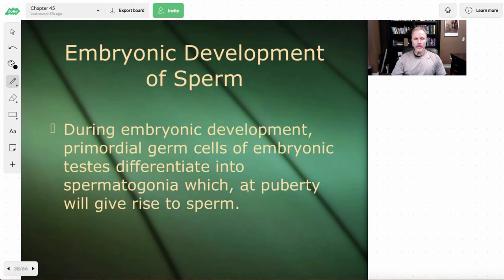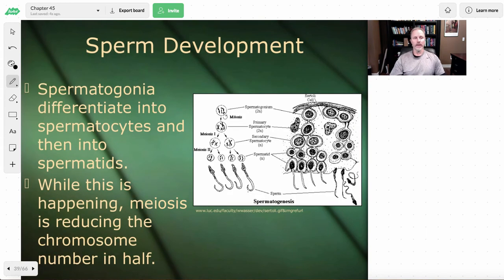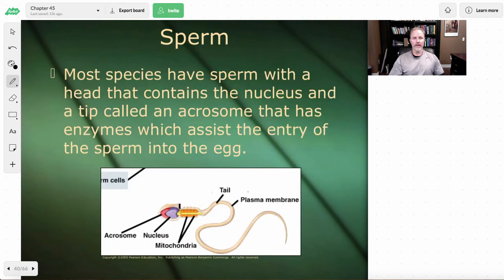Okay? So during embryonic development, these primordial germ cells in the testes are going to give rise to these spermatogonia, which, as we just talked about, will give rise to the sperm starting at puberty. And the spermatogonia, of course, develop into these spermatocytes and then ultimately become these spermatids. And during this process, we're going to go from these diploid cells in the spermatogonia to spermatids, which are haploid cells, which are ultimately going to become the sperm after they've gone through the maturation.